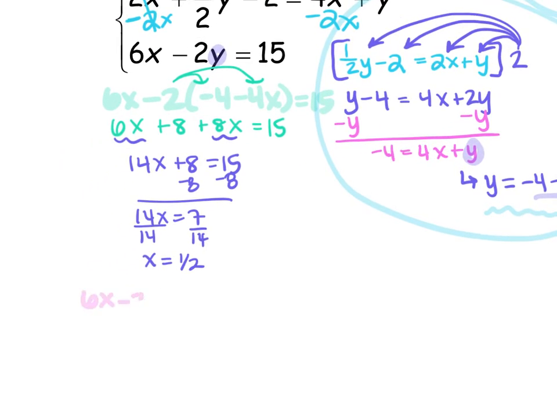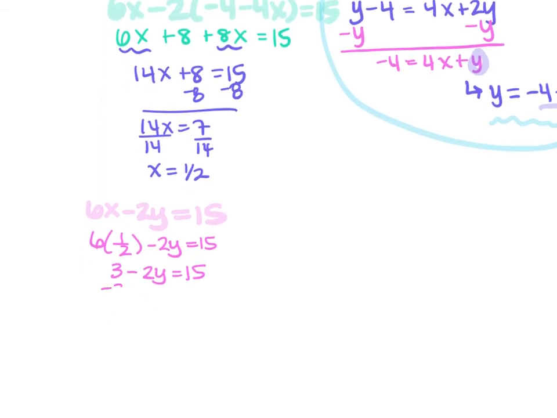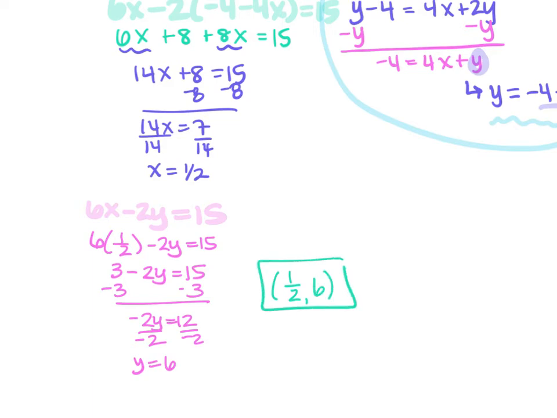So 6x minus 2y is equal to 15. Okay, x is 1/2, so 6 times 1/2 minus 2y is equal to 15. 6 times 1/2 is just 3, half of 6 is another way to think about it if you want. Minus 2y is equal to 15. Subtract the 3 from both sides. Negative 2y is equal to 12. Divide both sides by negative 2, and you get that y is equal to 6. Okay, so your solution here is x is equal to 1/2, y is equal to 6. So that is the coordinate 1/2, 6.